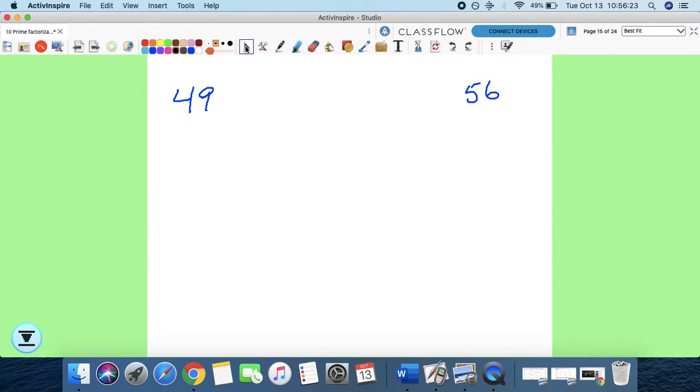So I'm going to do those questions. I'm going to start with these and then sort of move backwards. So here, you were asked to write prime factorization, right? And then express it in exponential form. So let's look at 49.